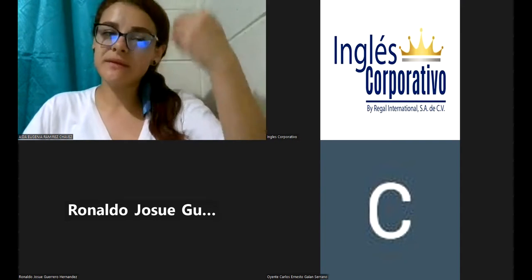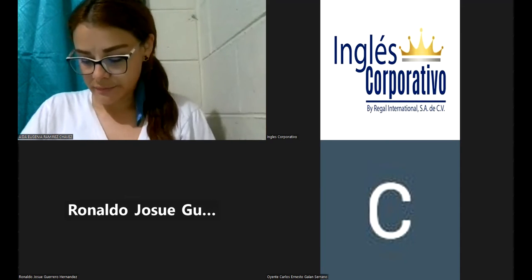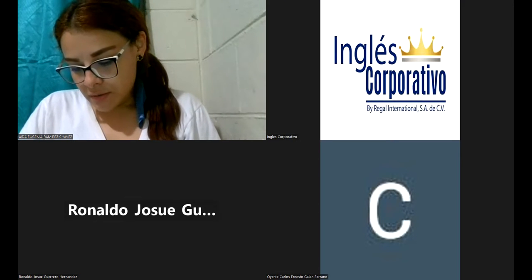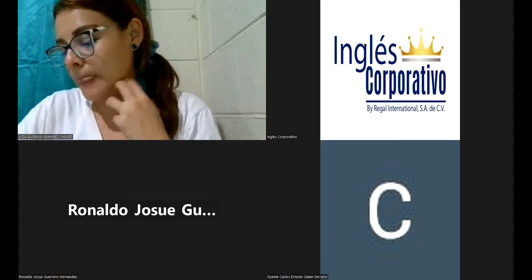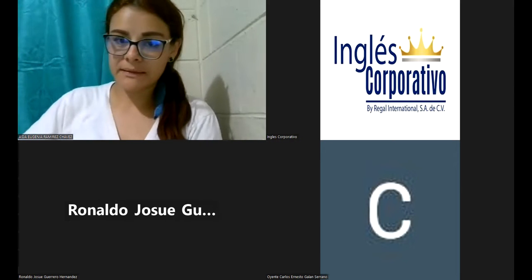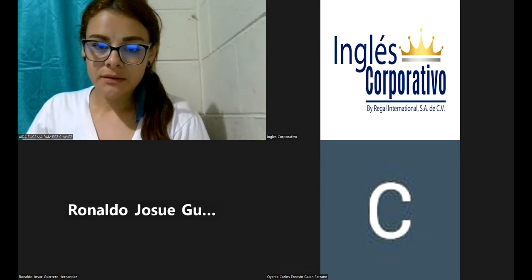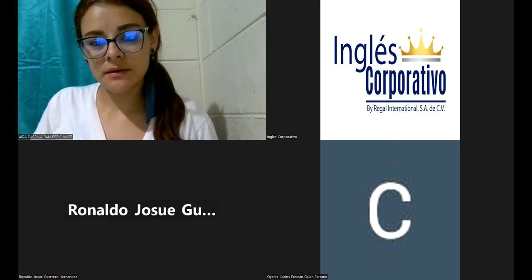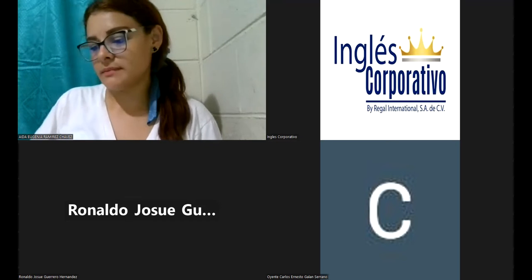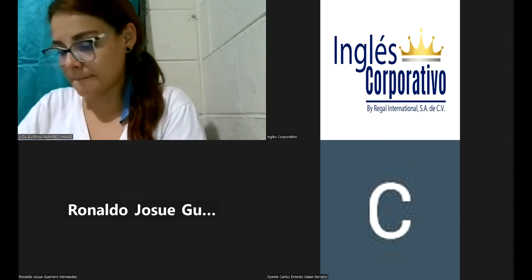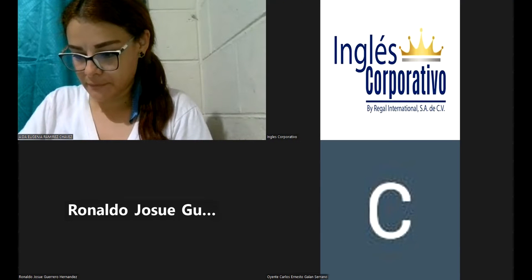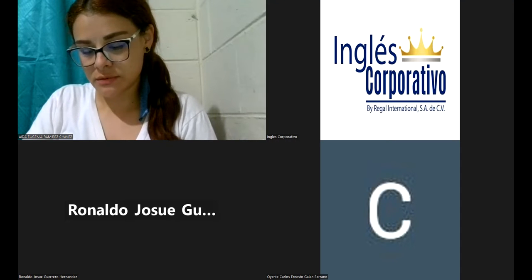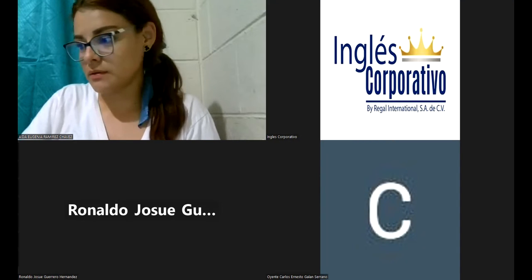Sí, para que no estemos hablando en traductor. Vale, entonces sería no translator. Okay. Sigo con el manual. Check vocabulary in your notes. Entonces voy a corregir lo mío.